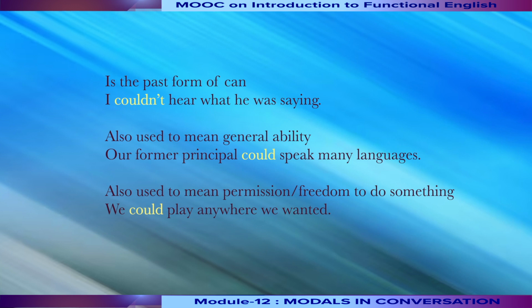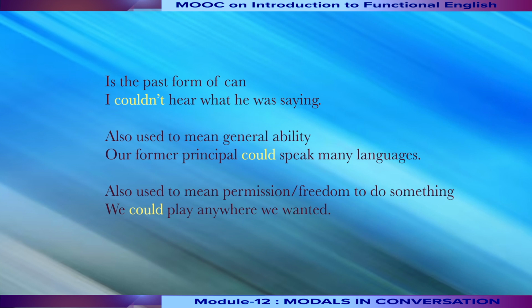We were sitting at the back of the hall and we couldn't hear what the speaker was saying. So here it is used as a past form of can. But could has other uses, and could becomes very important in English because of these other uses. Okay, one is it can be used to mean a sort of general ability. Take a sentence like, our former principal could speak many languages, or our former principal was capable of speaking many languages. This is another way of saying this sentence.